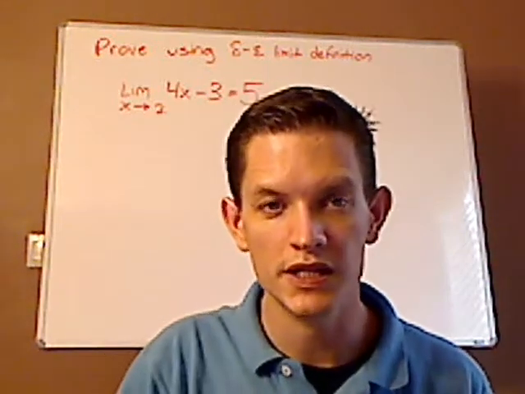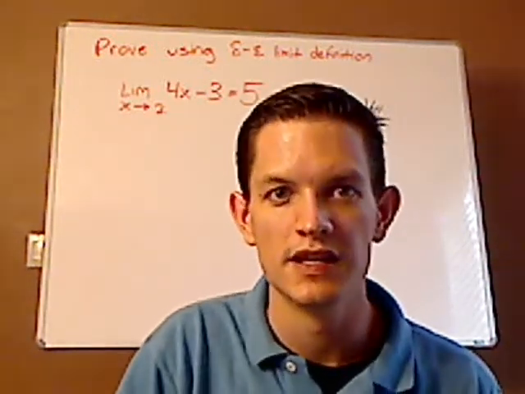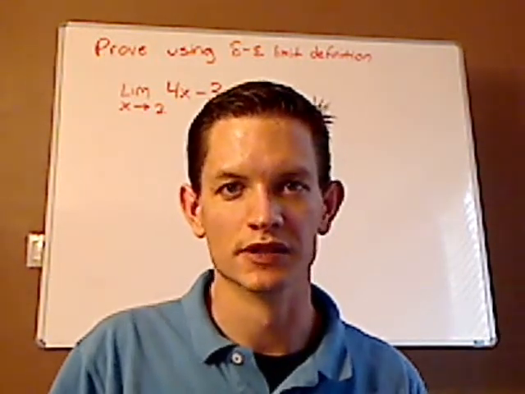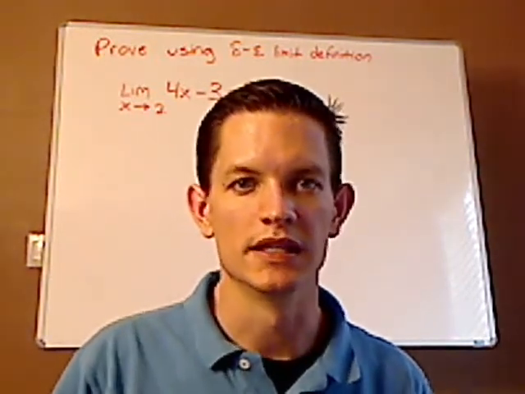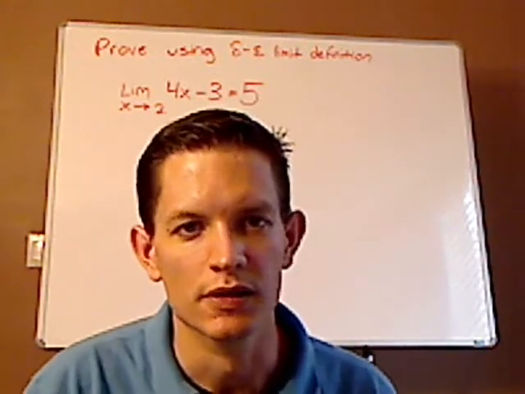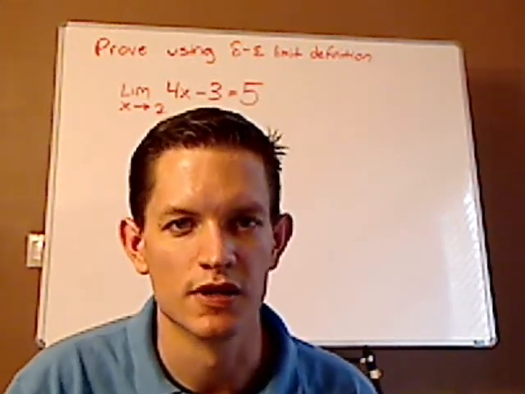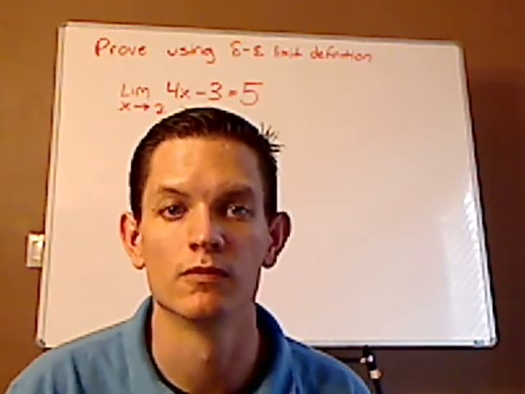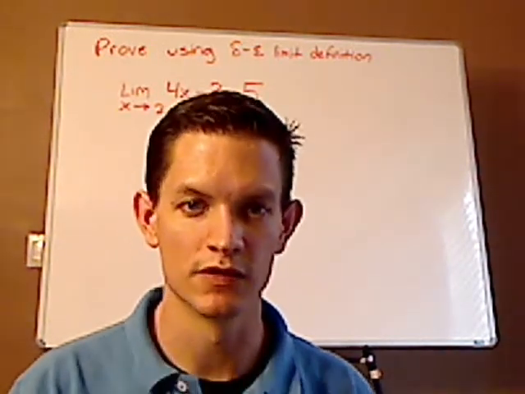Hi, I'm JD, and what we're going to be doing today is proving a limit by using the delta-epsilon limit definition. And the limit is this: the limit of 4x minus 3 as x approaches 2 equals 5. Pause the video and see if you can try this one on your own.